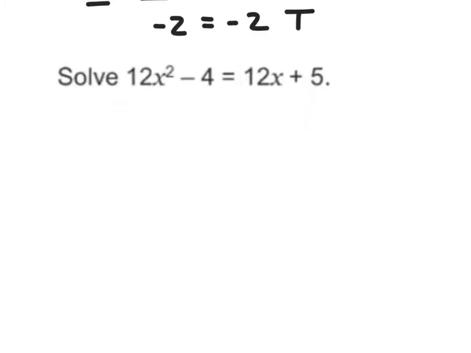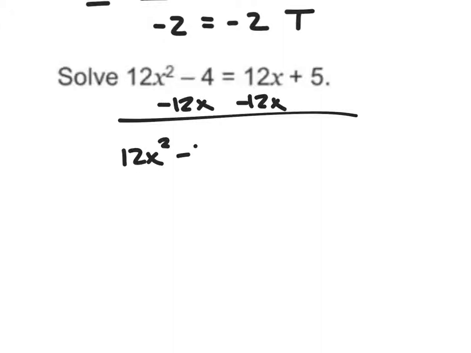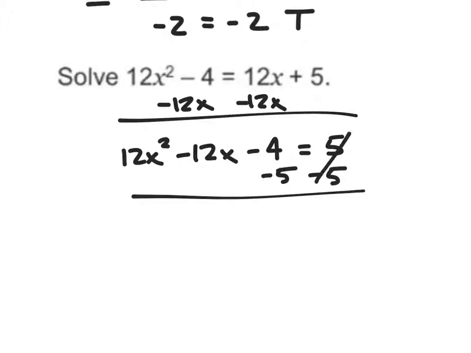All right, and the same thing goes, okay? What I want to do is move all my terms over to the other side of my equation, set it equal to 0, factor it, solve, okay? So let's go ahead and do that. Let's subtract 12x from both sides. And so we're going to get 12x squared minus 12x minus 4 is equal to positive 5. Okay, the next thing I want to do is subtract 5 from both sides. And so I'm going to end up getting 12x squared minus 12x minus 9 is equal to 0.